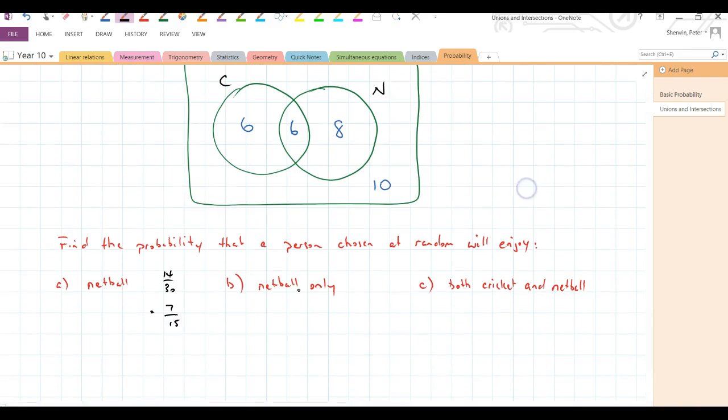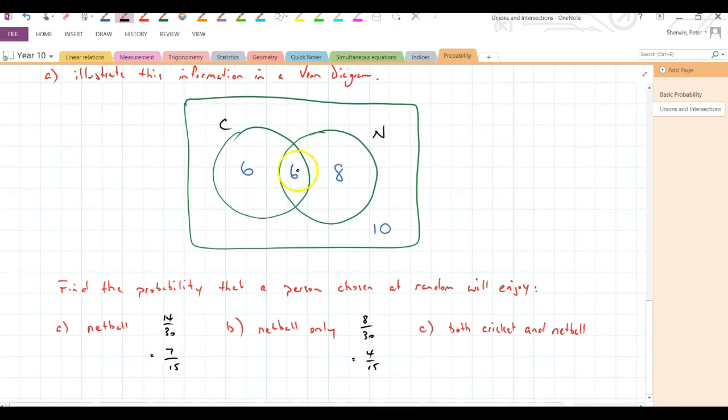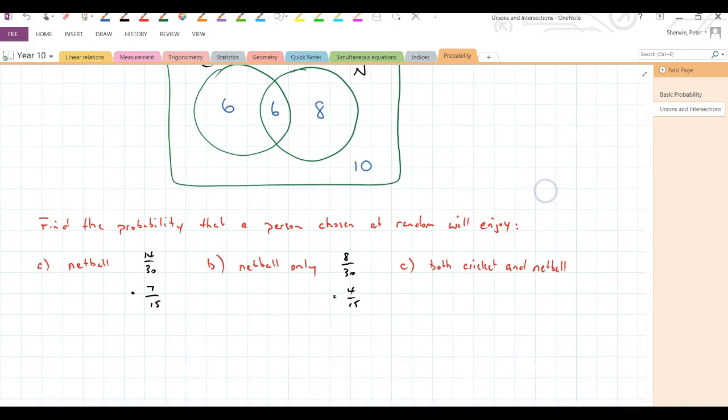Okay, so let's go back. Netball only, not cricket at all: 8 out of 30 there. 8 out of 30, which is equal to 4 out of 15. Both cricket and netball, that's the bit in the middle, isn't it? 6 out of 30, or 2 out of 10, or better, 1 out of 5.